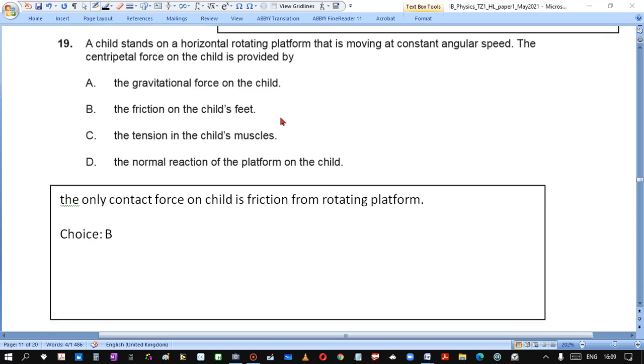Question 19. A child stands on a horizontal rotating platform that is moving at constant angular speed. The centripetal force on the child is provided by some force. The only contact force on child is friction from rotating platform. So we choose B, friction on the child's feet.